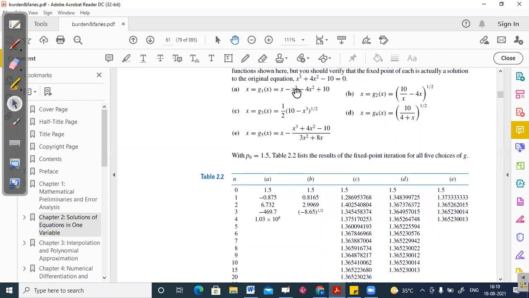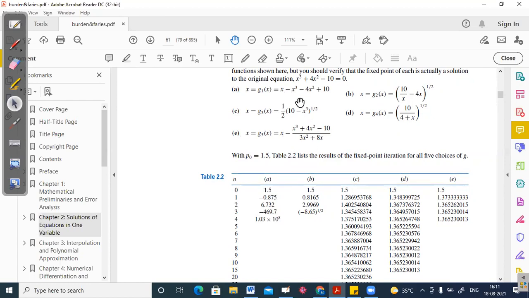Suppose we are taking this as a g of x, and they have taken p naught as an initial guess. Now they have made the iterations also, that is 1.5. Now 1.5 again put into the function, you will get minus 0.875. Then again you put into the function, you will get 6.372. So here you can see the sequence is not converging to your fixed point.